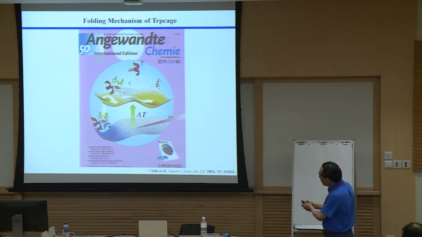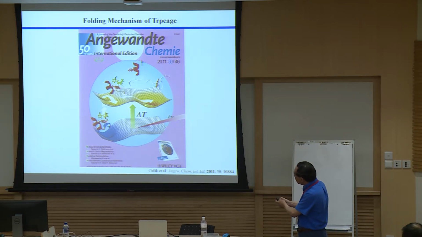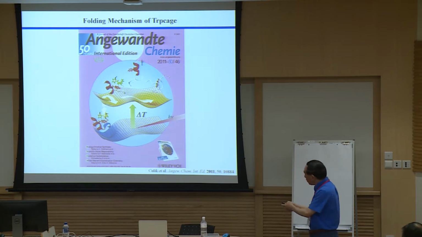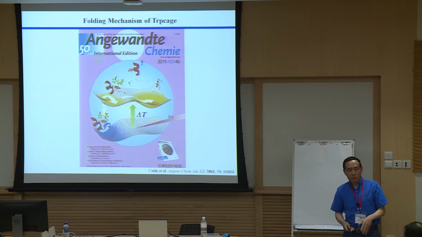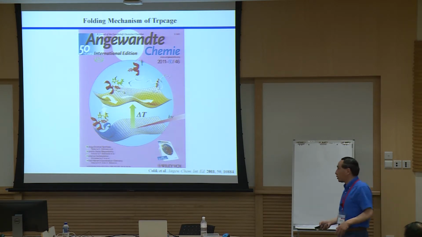Then upon crossing the barrier, where you sort of destroy the hydrophobic core, nonetheless, the helix is still maintained at the transition state. Then at the downhill side of the folding or unfolding process, that helix becomes melted.